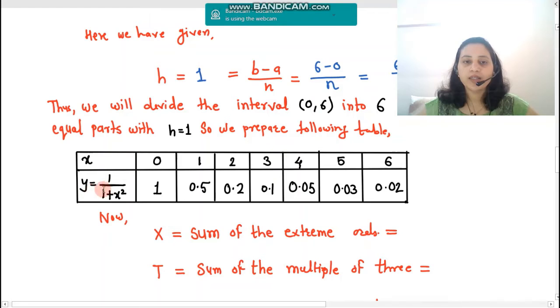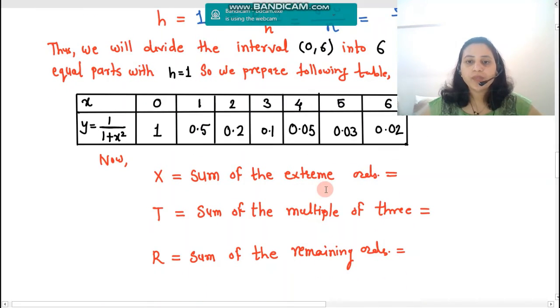And values of y, that means this function 1 upon 1 plus x square. So one by one we are going to substitute all the values of x in y. So first value 0, so 1 upon 1 plus 0 square, we will get 1. Then again substitute 1 here. So 1 plus 1 square, that means 1 by 2, means 0.5, and so on, right? So in this way we can prepare the table. Okay. Now by using this table we are going to find out x, t and r, right?